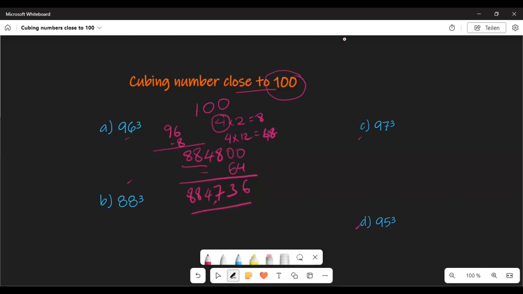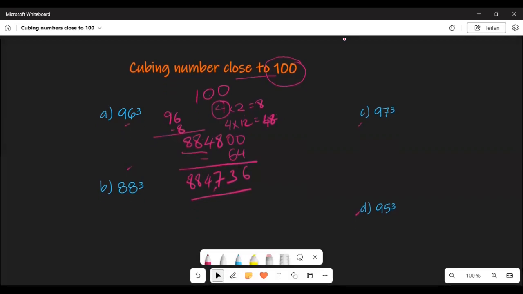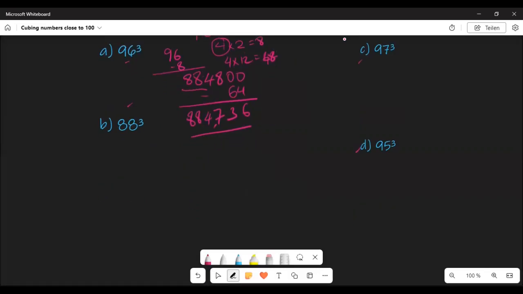So remember, let's see how we do that one. First, we're going to say, what is one? So first step, 100 minus 88. That one is going to give us 12. So this 12 is the number we're going to multiply by other numbers.